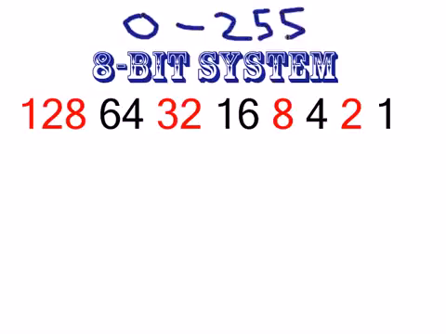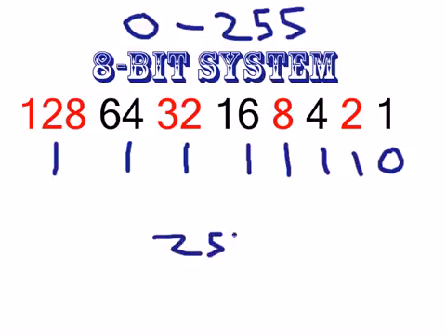And if you're wondering, alright, how do I get the number 255? 128 plus 64 plus 32 plus 16 plus 8 plus 4 plus 2 plus 1 equals 255. And if you don't believe me, then you can check it. And if you want 254, just change this 1 to a 0. 128 plus 64 plus 32 plus 16 plus 8 plus 4 plus 2 equals 254.